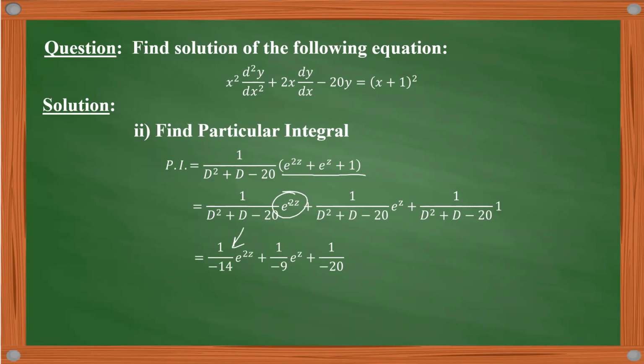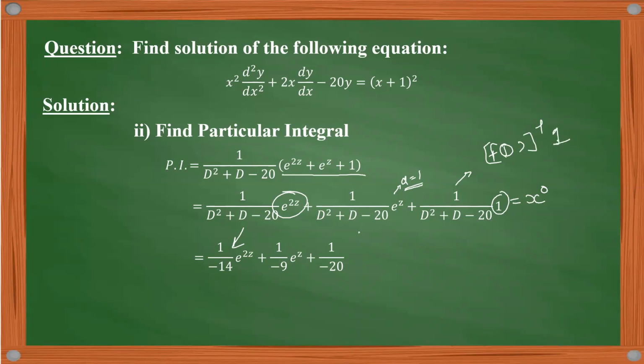So this will be its formula. Just replace this D by 2. Similarly, in this second part, replace this D by a, and the value of a here is equal to 1. Just replace this D by 1. So we will get 1 plus 1 minus 20, so it will be minus 18. And in the last part, we have here 1. So we can take this 1 as x to the power 0. And we have seen that wherever it is a polynomial in x, we will just write this as f(D) inverse, and then we will expand this series and we will apply it term by term on 1.